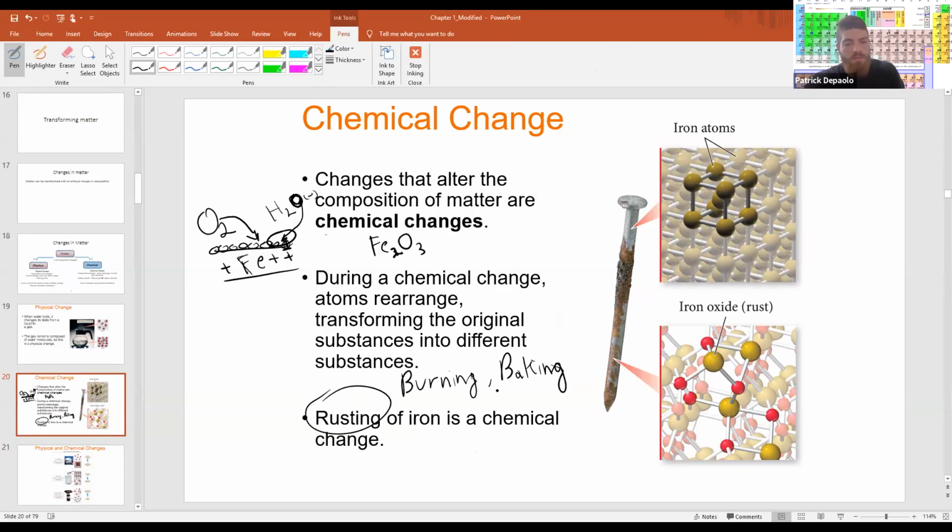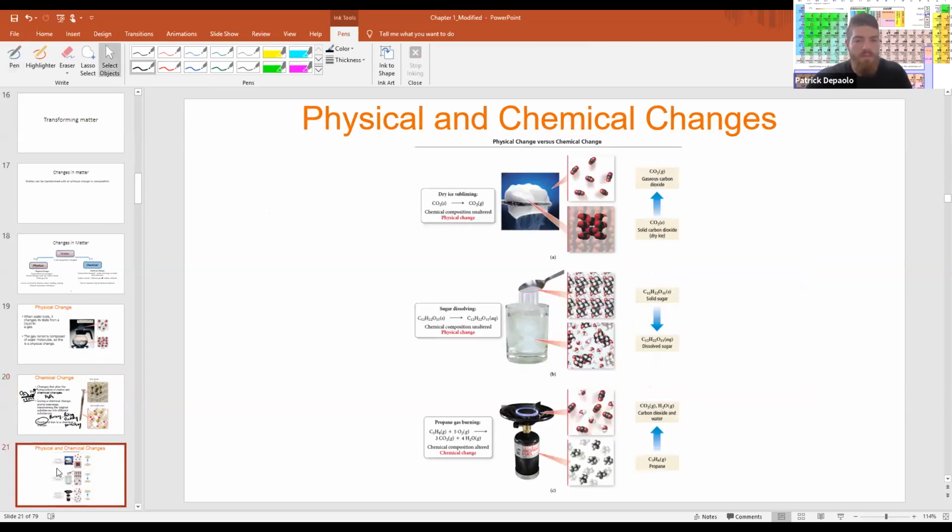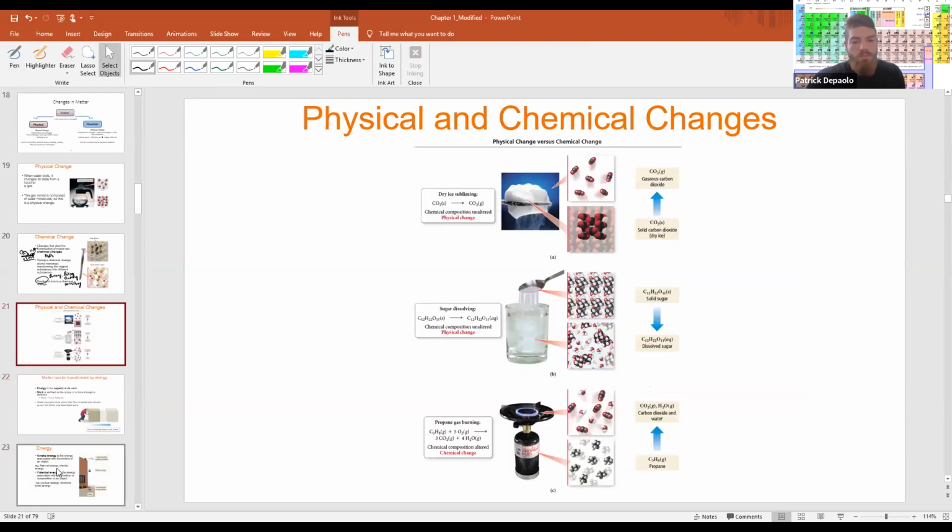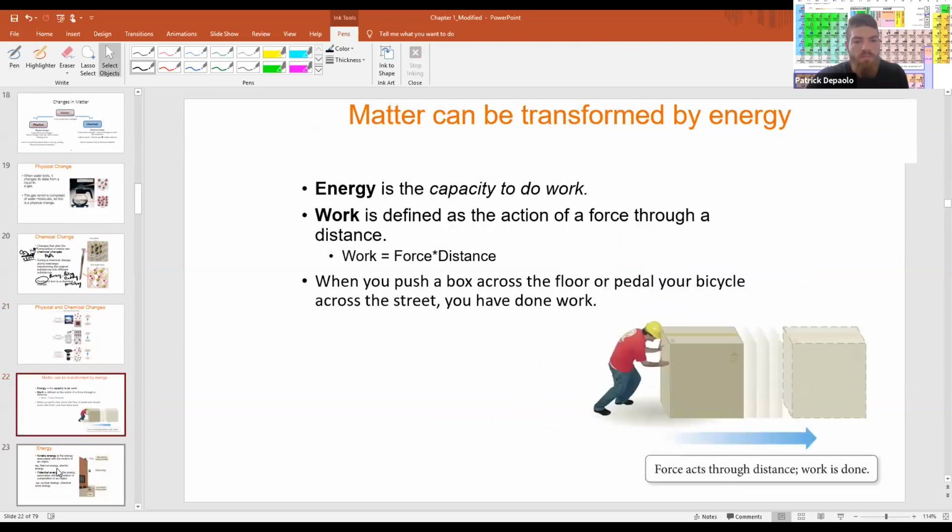And yeah, those are the big ones. Oxidizing, tarnishing. So tarnishing is very similar to rusting, but it has to do with silver. Okay, moving on. So we have energy.